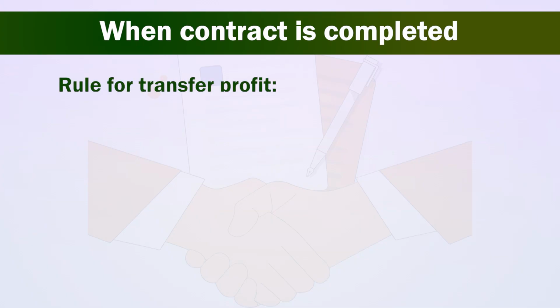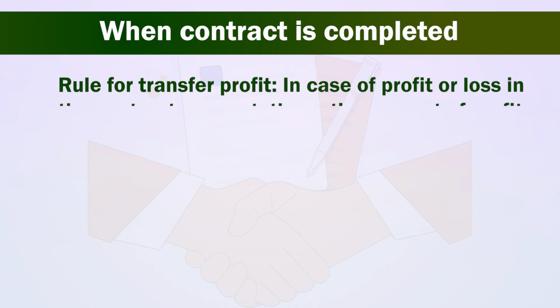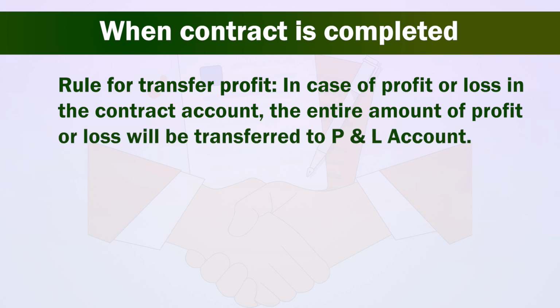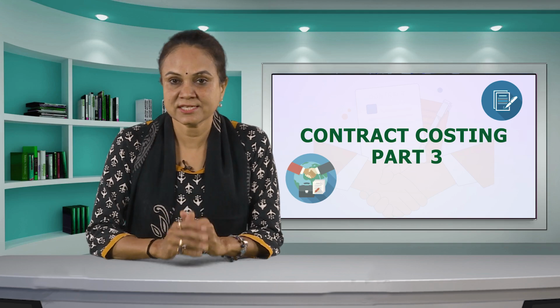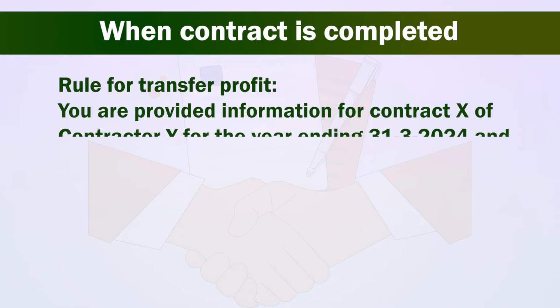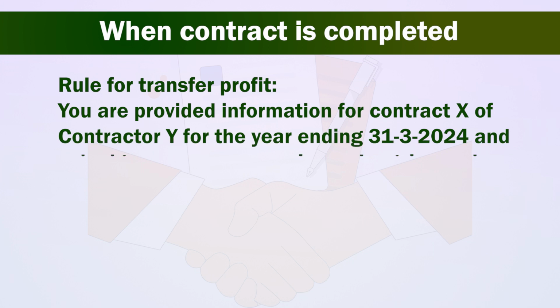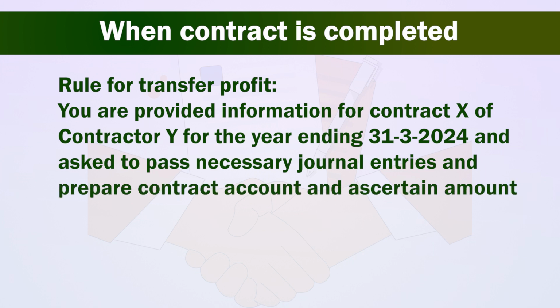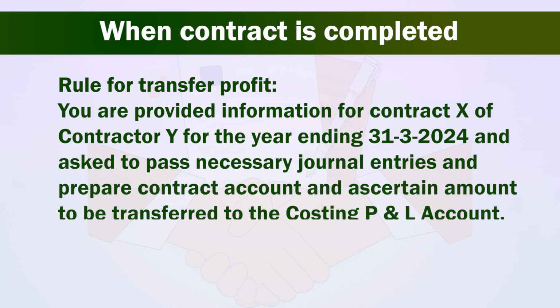Let's understand first rule for transfer of profit. In case of profit or loss in contract account, the entire amount of profit or loss will be transferred to profit and loss account. Let's understand illustration. You are provided information for contract X of contractor Y for the year ending 31st March 2024 and asked to pass necessary journal entries and prepare contract account and ascertain amount to be transferred to costing profit and loss account.